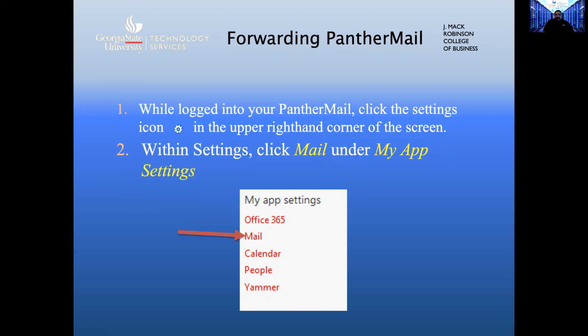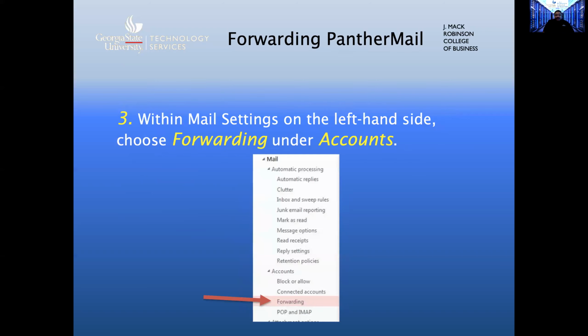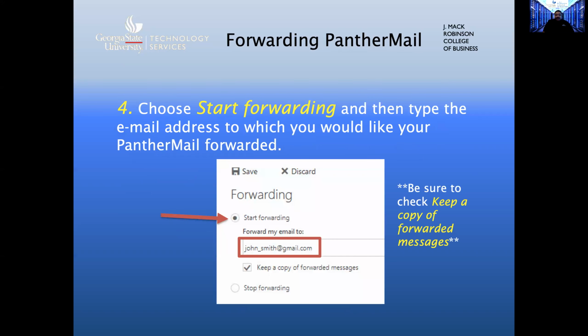Then click Mail under the My App settings. Then click Accounts, and then click Forwarding. Choose Start Forwarding, and then type the email address to which you would like your panthermail sent to.